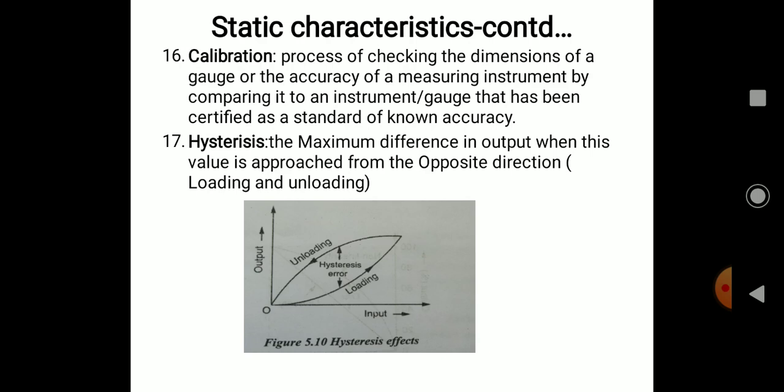For this error, you can plot the loading graph. It is the maximum difference in the output when the value is approached from the opposite direction, that is loading and unloading. See, the loading graph is there, the unloading graph is there. So there will be a maximum difference in between. We are calculating that. For a particular input, there will be a maximum variation in the output, loading and unloading. That is called hysteresis. It is clear from the figure shown below also.